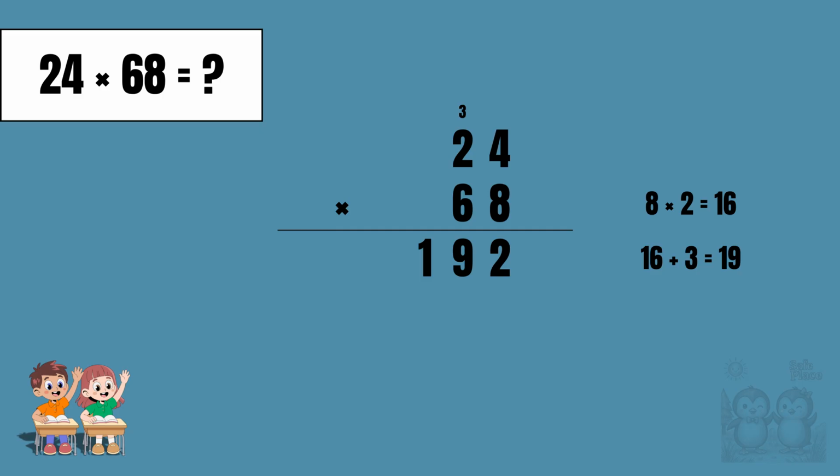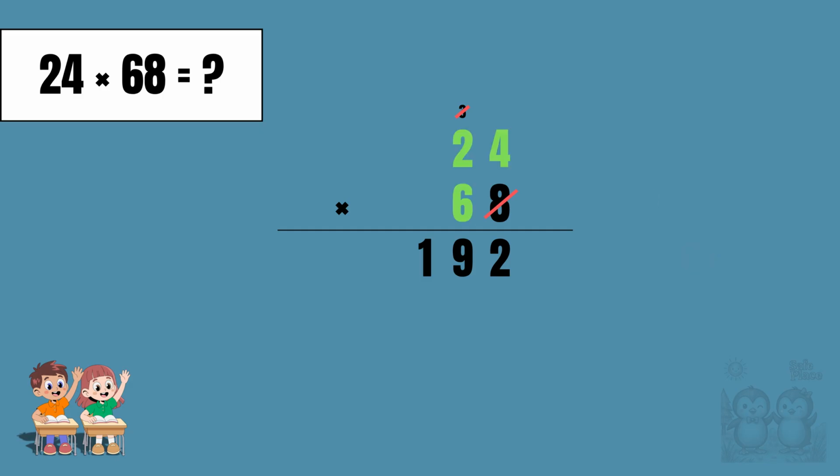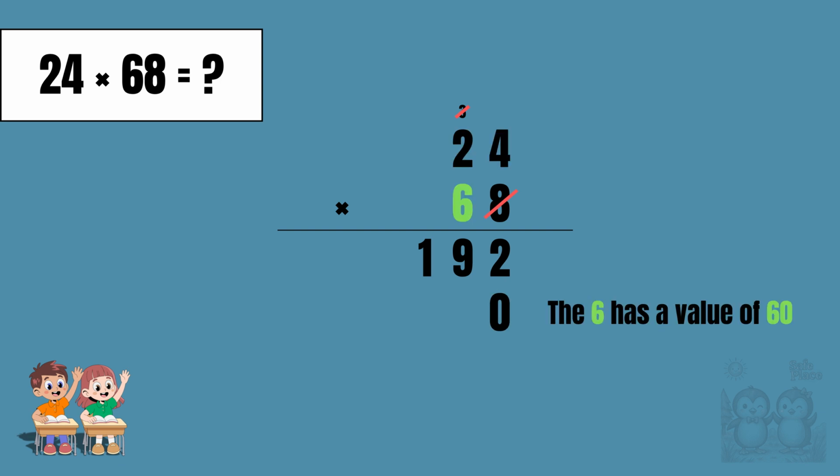For clarity, it makes sense to cross out the numbers we used. So we cross out the 8 and the small 3. The next step can be a bit confusing, so pay attention. For 60 times 24, we first need to write a 0 in the 1's place. We do this because the 6 in 68 represents 60, and the 0 represents that.